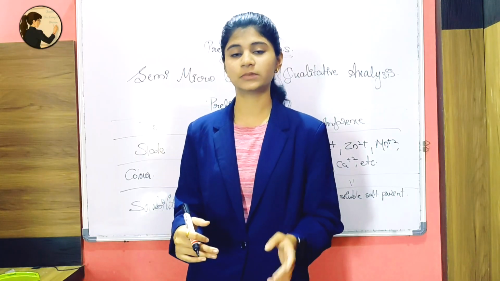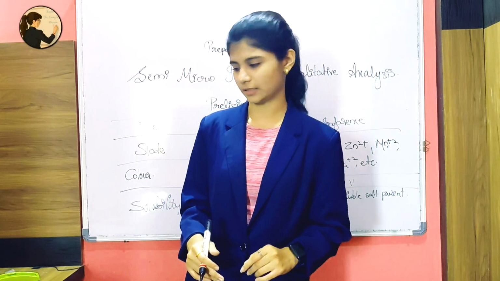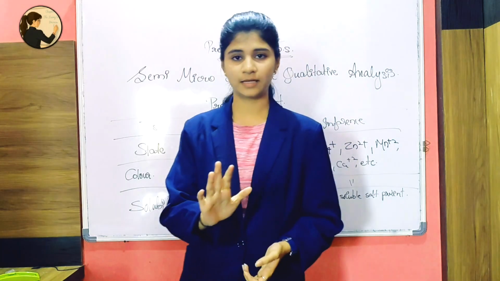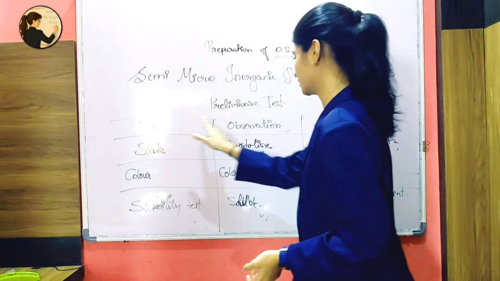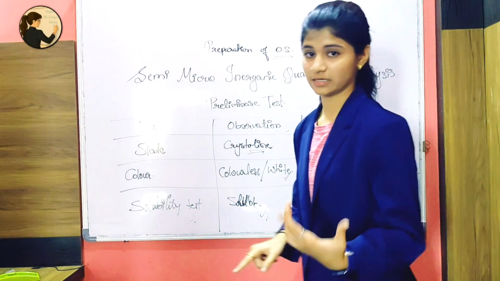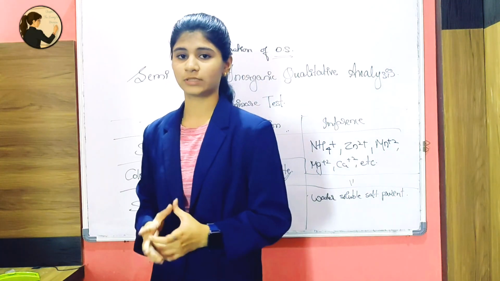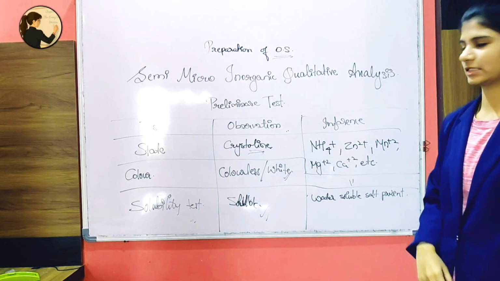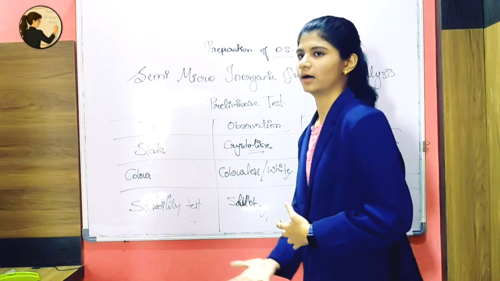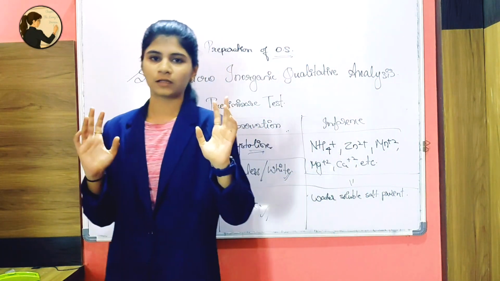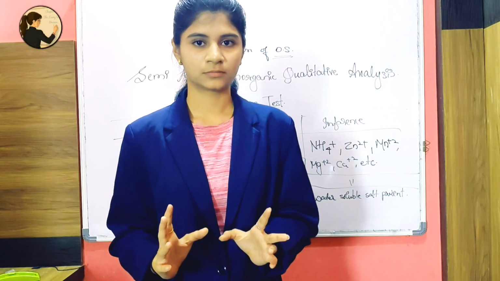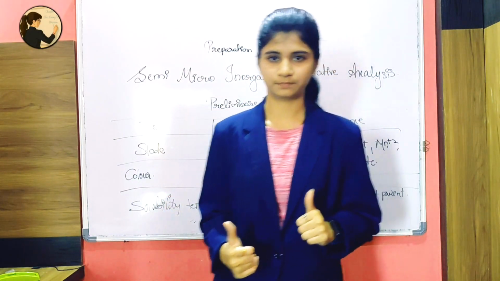Then will come detection of acid radical. In detection of acid radical, the same columns and rows will be there: the test, observation and inference, and the same in the basic radical also. So these 3 points are really very important. Test, observation, inference. You should learn them by heart, or study properly to remember these points in the exam.